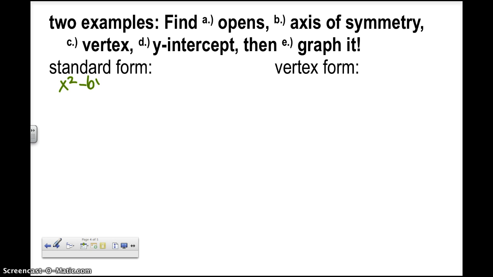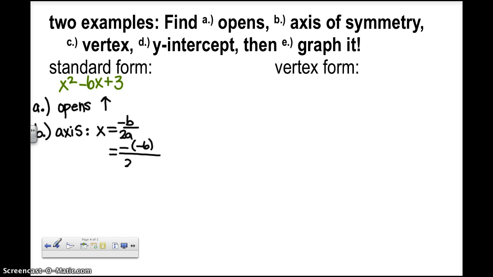x^2 - 6x + 3. First of all, a, which direction does it open? Well, this graph opens up. It's going to look like a U, because a equals 1 here, and 1 is greater than 0. b, we have to find the axis of symmetry. x equals negative b over 2a. Negative negative 6 over 2 times a. a is 1, b is negative 6, c is 3. If it helps you, write that down. That means I get 6 over 2, and my axis of symmetry is x equals 3.